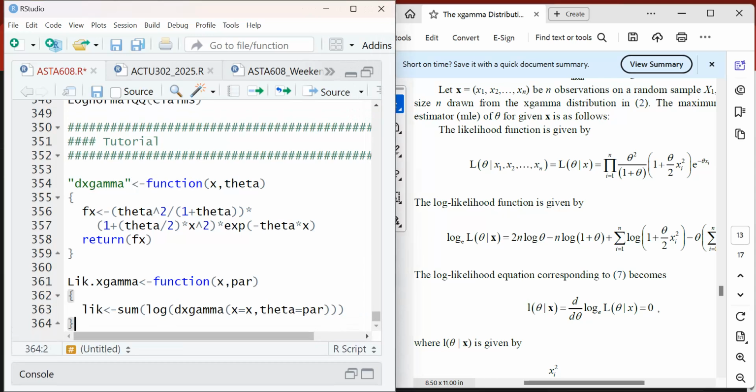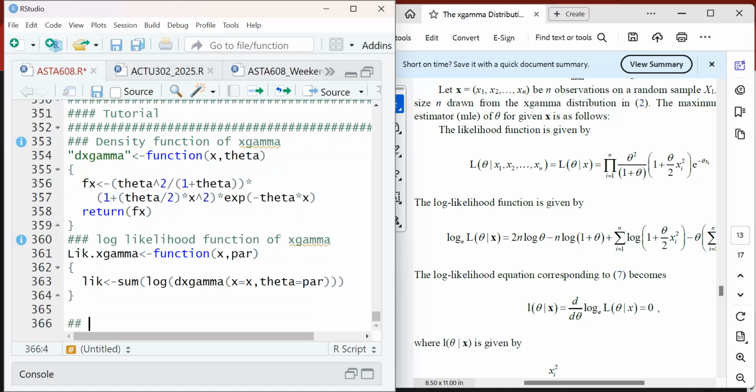So that's it. So that's a log likelihood function. So let me make a comment. This is the density function of S gamma, and then over here we find the log likelihood function of S gamma. Is everybody okay with this?